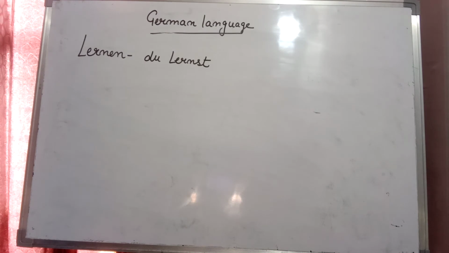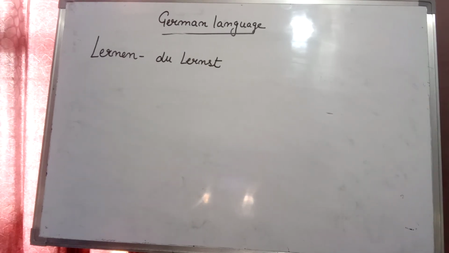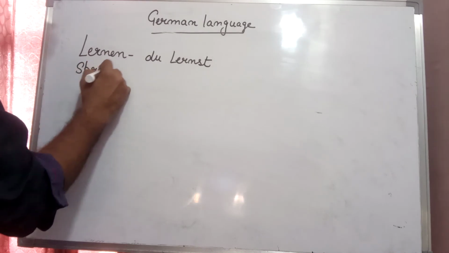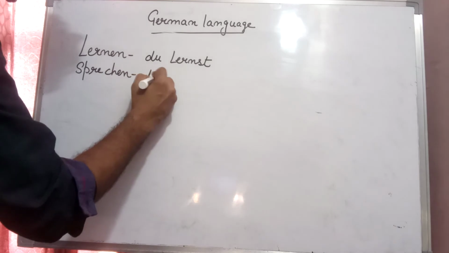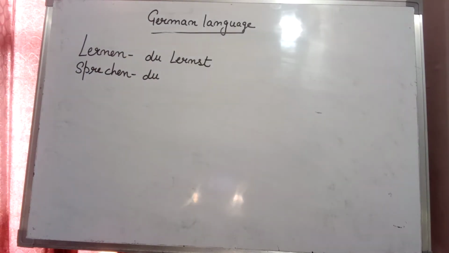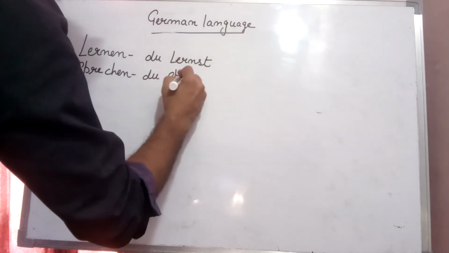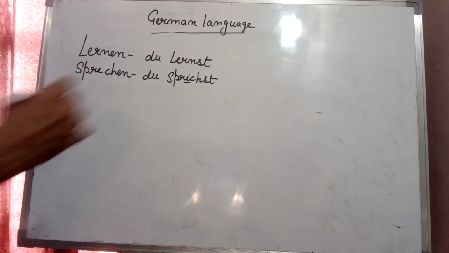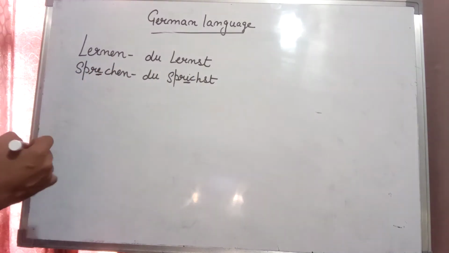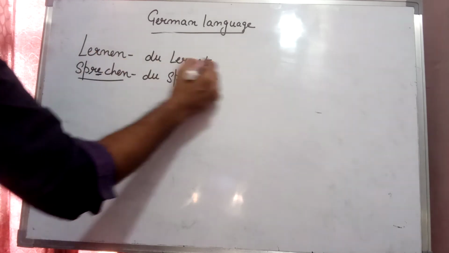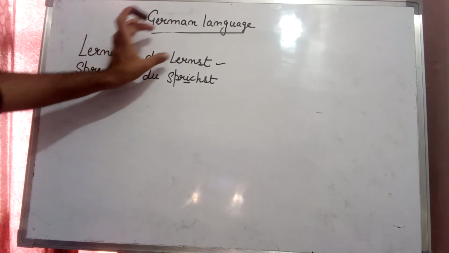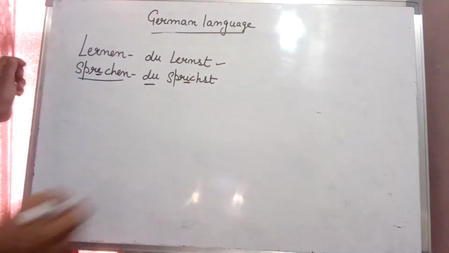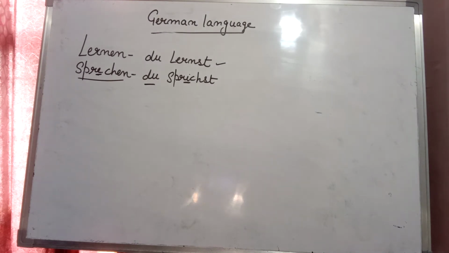But if I want to do the same with sprechen, the same way, sprechen with du conjugation, that would be sprichst. Du sprichst. So here, instead of the e, we have inserted an i. So this is my irregular verb. With lernen we have the same ending, du lernst, but here it is du sprichst. Sprechen is to speak. Is that clear to you?